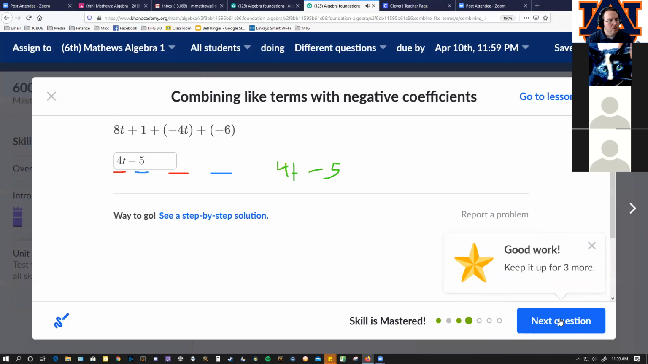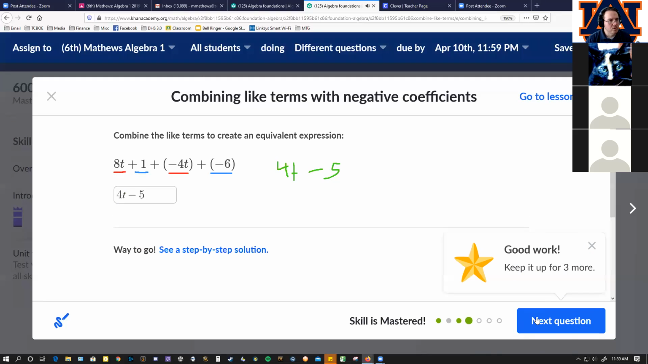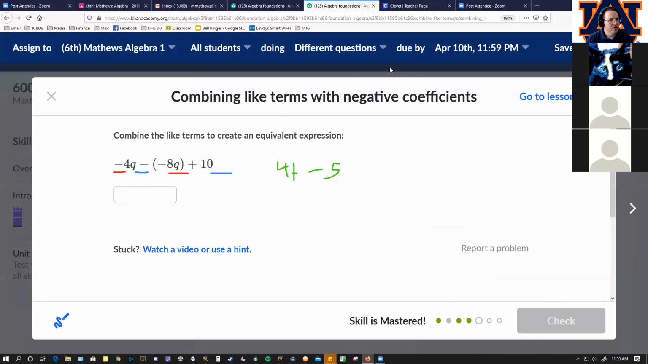Huzzah. Any brave souls want to try to do the next one on screen? Huh? I would understand why not, because internet and reasons. But that's combining like terms.